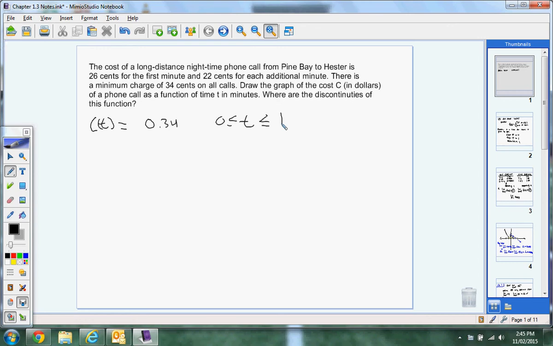Okay, how much does it cost between 1 and 2? So bigger than 1 but smaller than 2. 48 cents, right, because now it's 26 plus the 22, because they always round up on you, so you're going to have to pay 48 cents. So we'll write that as 26 plus 22. That's C of T. Yeah, sorry. 48 cents.